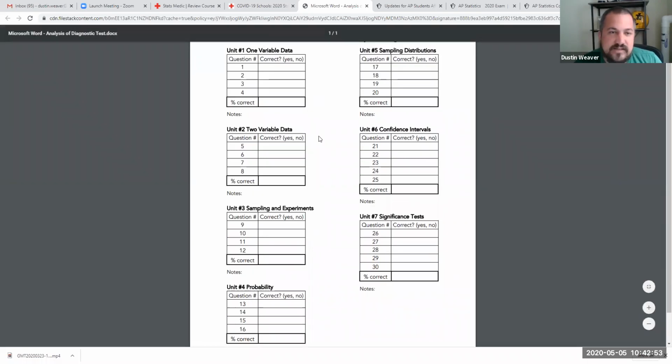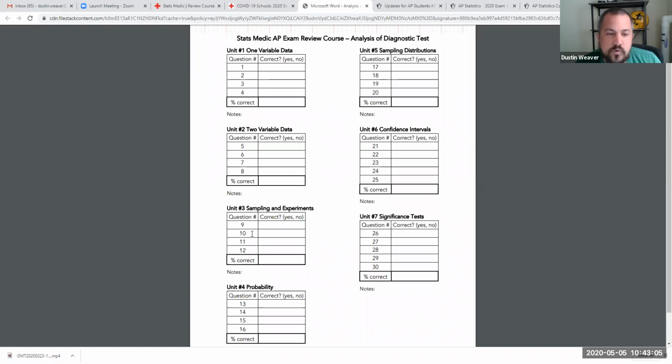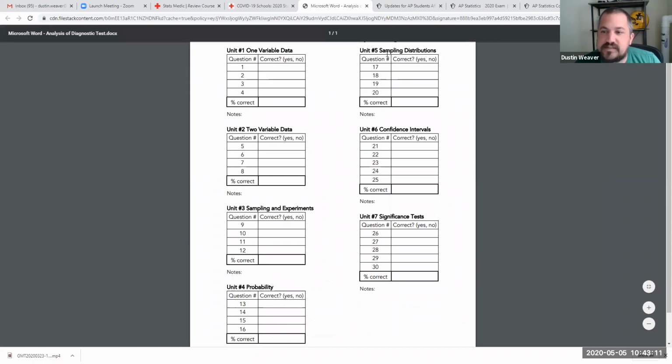So the diagnostic test basically goes in order of the class, okay? The first 4 questions are on 1 variable data. The next 4 are on 2 variable data. The next 4 are on sampling and experiments. The next 4 are on probability. The next 4 are on sampling distributions. Then we have 5 on confidence intervals and 5 on significance tests.